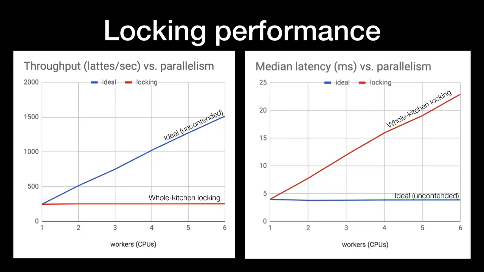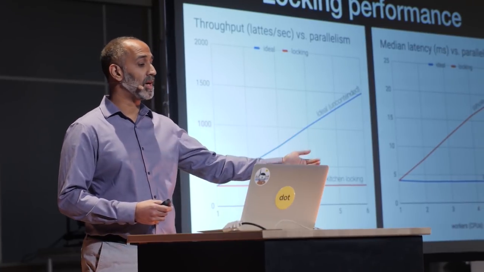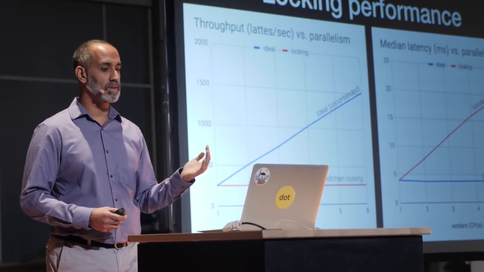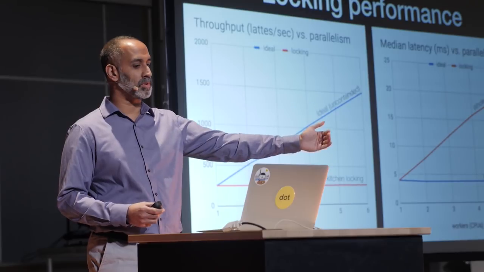When we measure this scenario, we find the exact opposite of the ideal scenario. Throughput stays flat at 250 lattes per second, and latency grows linearly with CPUs. Why? Because there is no way for more than one person to make a coffee at a time. Each additional CPU is another person waiting in line to make their coffee. When the nth person joins the line, they must wait 4 milliseconds for each of the preceding n minus one people. Of course, we know we can do better than this because we see better in the real world.